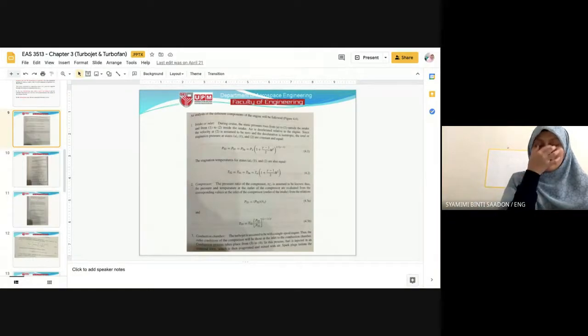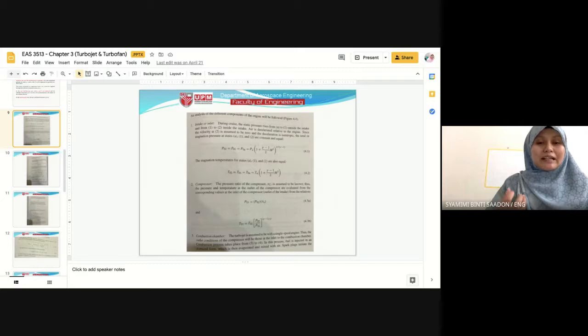Basically, when we want to evaluate the performance of the turbojet engine, when we are asked to do so, it means that we have to calculate the thrust force, or the TSFC, thrust specific fuel consumption, or the propulsive efficiency. Normally it's those parameters that we have learned in the previous chapter. So if we want to evaluate the performance of an engine, turbojet or turbofan, we have to calculate these performance parameters.